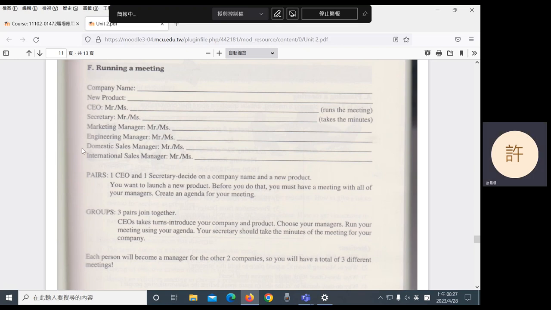Actually, I think you know all of these words already. Domestic sales manager, 国内行销经理. International sales manager, 国际行销经理. Engineering manager, 工程经理. Marketing manager, 宣传经理, 广告经理.